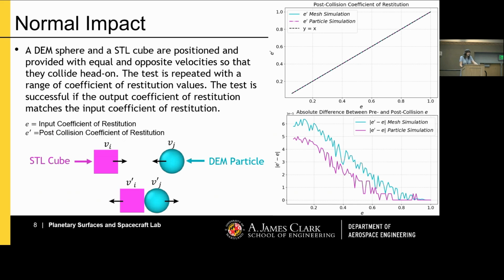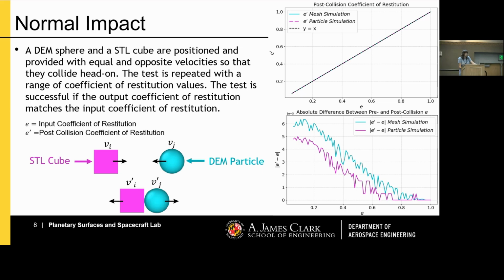Next, for our normal impact test, we have a DEM particle, and here it's a mesh cube. And these are provided with equal and opposite velocities so that they collide head-on. And we repeat this test with a range of coefficient of restitution values, and our test is successful if the post-collision coefficient of restitution is equal to the input coefficient of restitution.